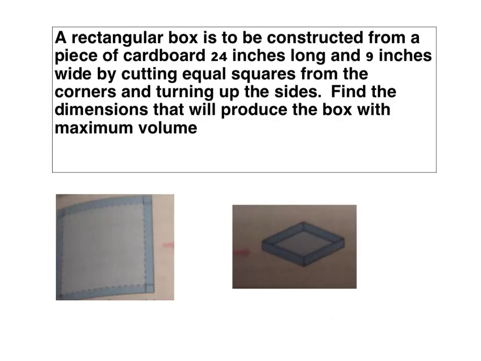Well, our last question for the night. A rectangular box is to be constructed from a piece of cardboard 24 inches long and 9 inches wide by cutting equal squares from the corners and turning up the sides.